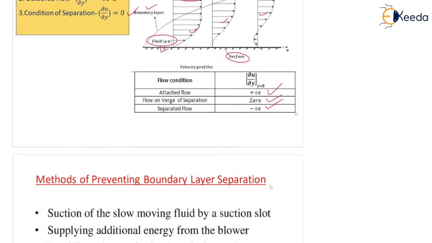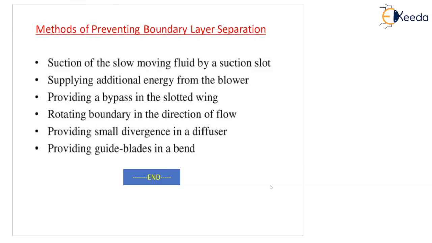Now we are going to see how we can prevent the boundary layer separation. There are some methods here. The most common method is suction of the slow moving fluid by suction slot. You know that the reason for boundary layer separation is the flow having low energy. So we need to energize the boundary layer, and we can do that with the help of suction of the slow moving fluid by suction slot. We are just removing the particles which have less energy. Second, supplying additional energy from a blower to the same molecules which have lower energy, so that they are boosted up with energy.